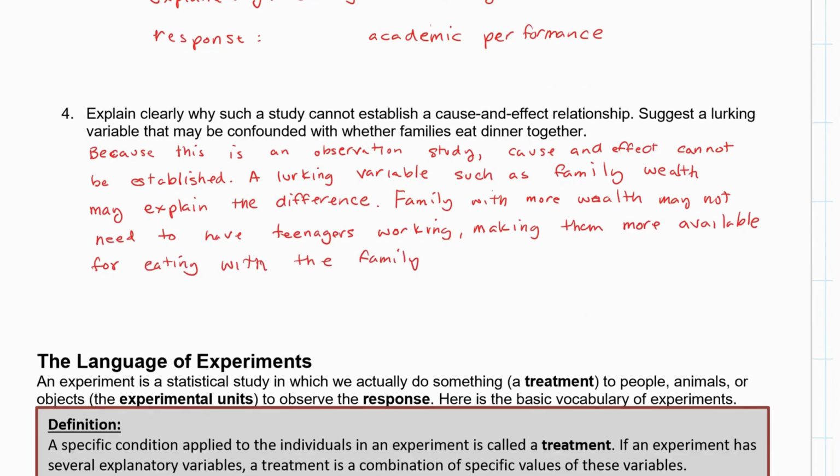And because they're not working, giving them more time to study. So family wealth may explain why they're eating more with the family, and it may explain their better academic performance. The observational study doesn't control for that, so we don't know whether there's a cause-effect relationship. Could eating with the family help? Could, but we don't know based on this study.